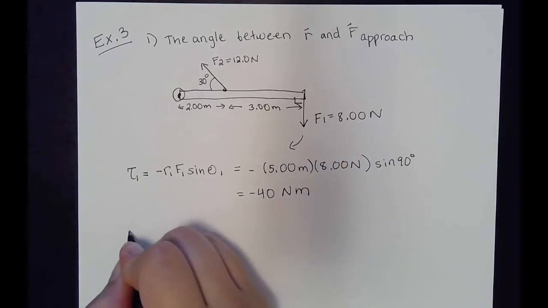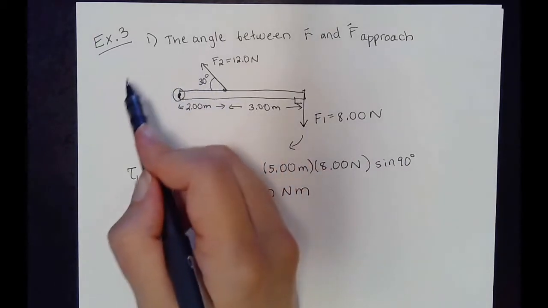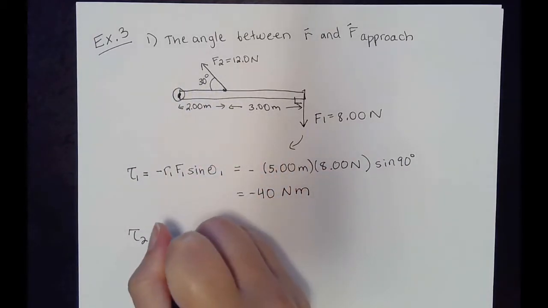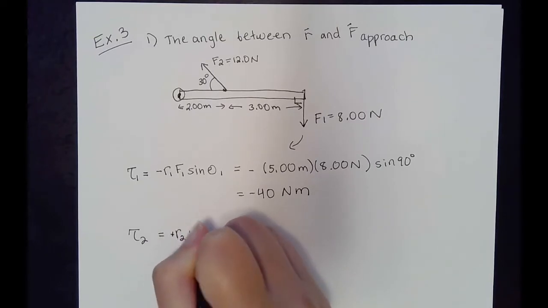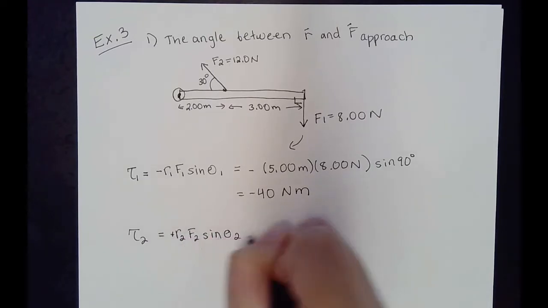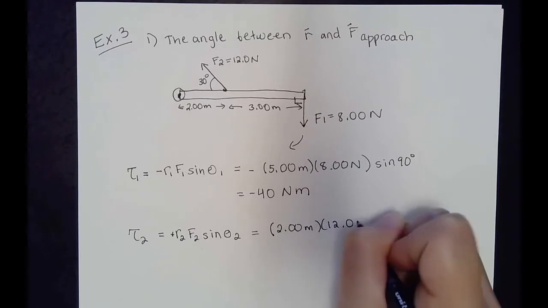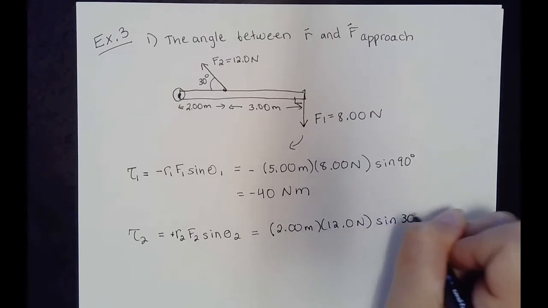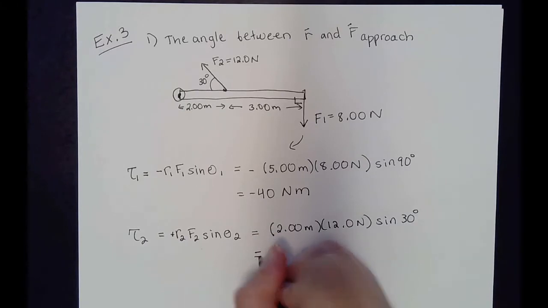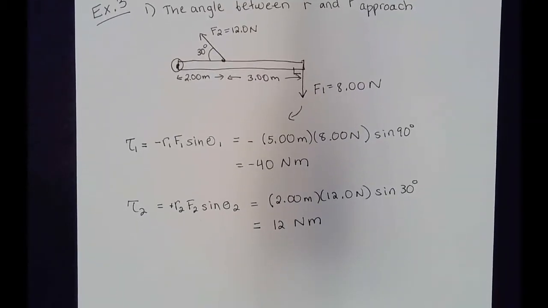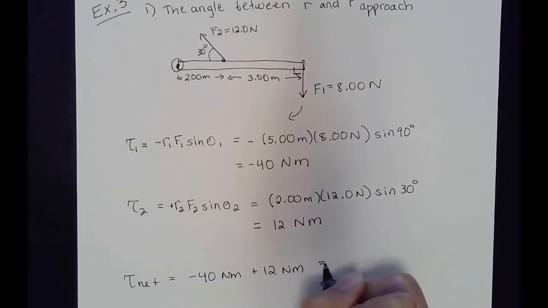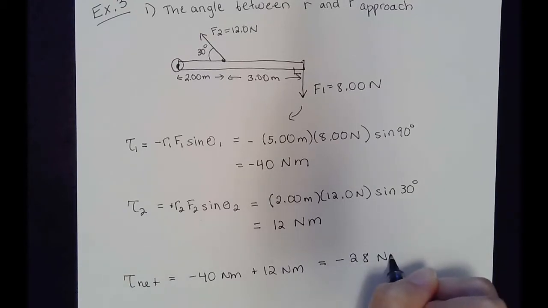Now looking at the torque due to F2, we can see that this would rotate the object counterclockwise, so that will be positive. Positive R2 F2 sine theta 2 is going to be 2 meters times 12 newtons, sine of 30, since that's the angle between R and F this time, and that is 12 Newton meters. So to find the net torque, we want to add both of those up. The net torque will be negative 40 Newton meters plus 12 Newton meters, which is negative 28 Newton meters.